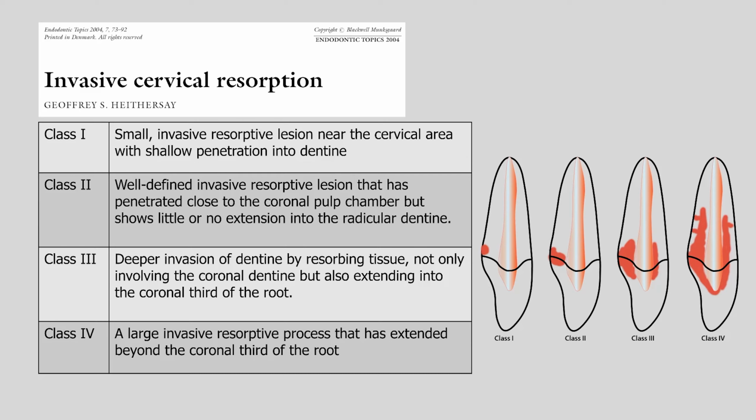One classification of invasive cervical resorption was published by Heithersay, and there are 4 different types, class 1 to class 4. In class 1, you have a small invasive resorption near the cervical area and into the dentin. In class 2, the lesion is into the coronal pulp chamber with a little bit into the dentin. Class 3 is a deep invasion into the coronal dentin and also the coronal third of the root. Class 4 is extensive. It has extended beyond the coronal third of the root.